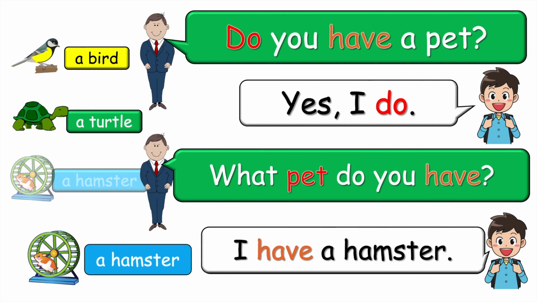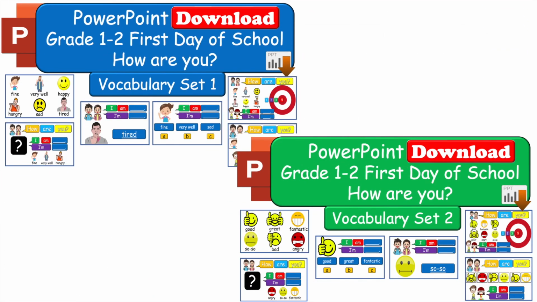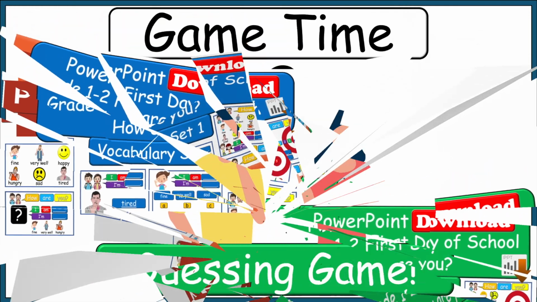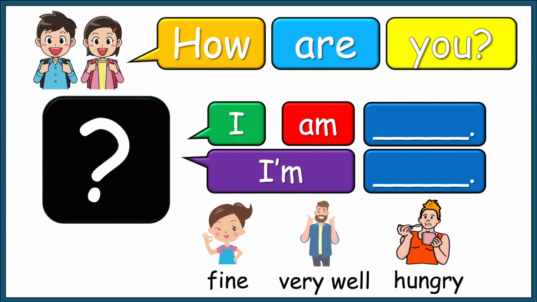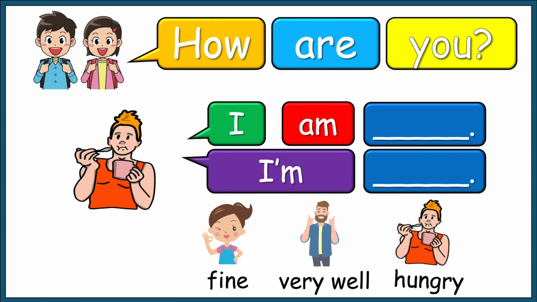Here's an example from my first day of school How Are You lessons. There's 2 versions of this lesson, vocabulary set 1 and vocabulary set 2. So this will be a mix of both of them. Again, how are you? There's 3 options below: fine, very well, and hungry. They say their answer, you write down their answer. Each team gets a chance to guess, then you reveal the answer. The answer is hungry.